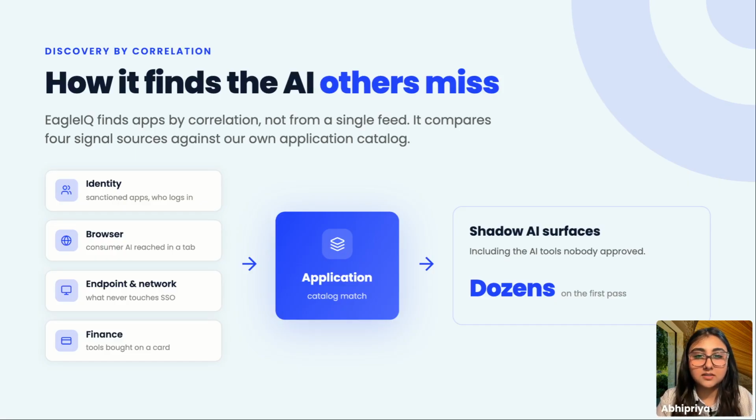So, that's what the graph knows about each app. Finding the app in the first place, especially the AI nobody flagged, is again a different job altogether. For that, EagleIQ correlates four signals: your identity, the browser, endpoint and network, and finance against its own catalog. And that is how it catches the AI that never logs in through your SSO, the tool opened in a browser tab or bought on a card. Shadow AI just surfaces, and it's not really unusual, as we have seen with our customers, to find a dozen in the first pass itself.